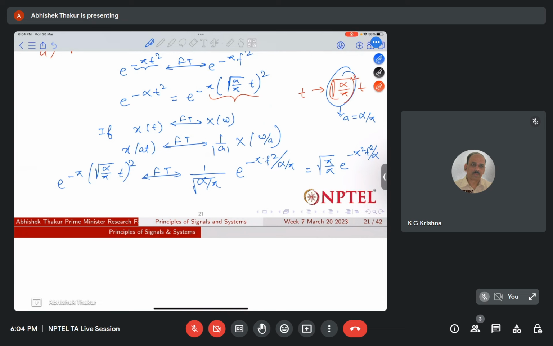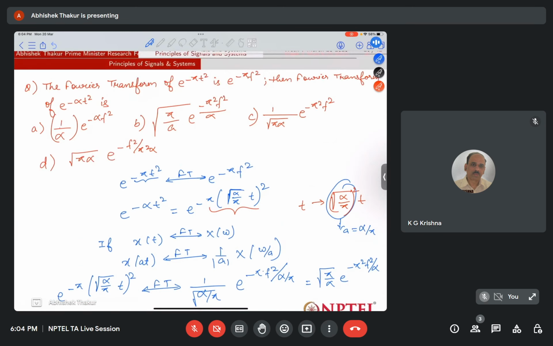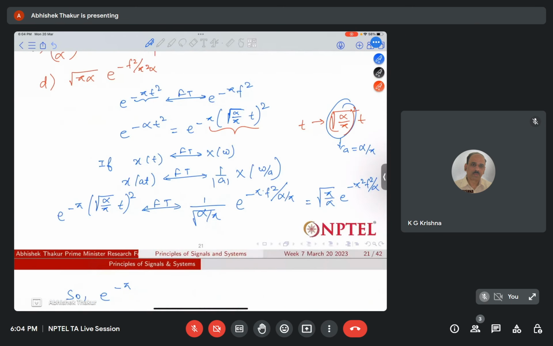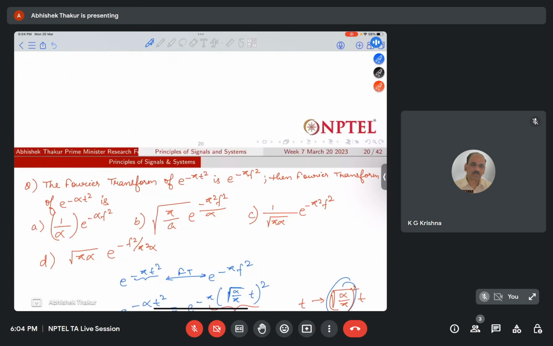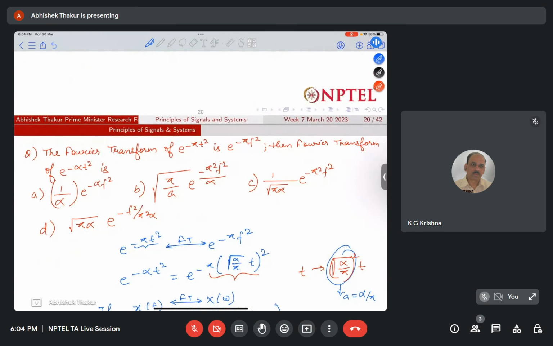So the Fourier transform of e to the power of minus alpha t squared is equal to under root of pi by alpha, e to the power minus pi squared f squared by alpha. So which option is correct? Under root of pi by alpha, e to the power of minus pi squared f squared by alpha. So option B is the correct option.